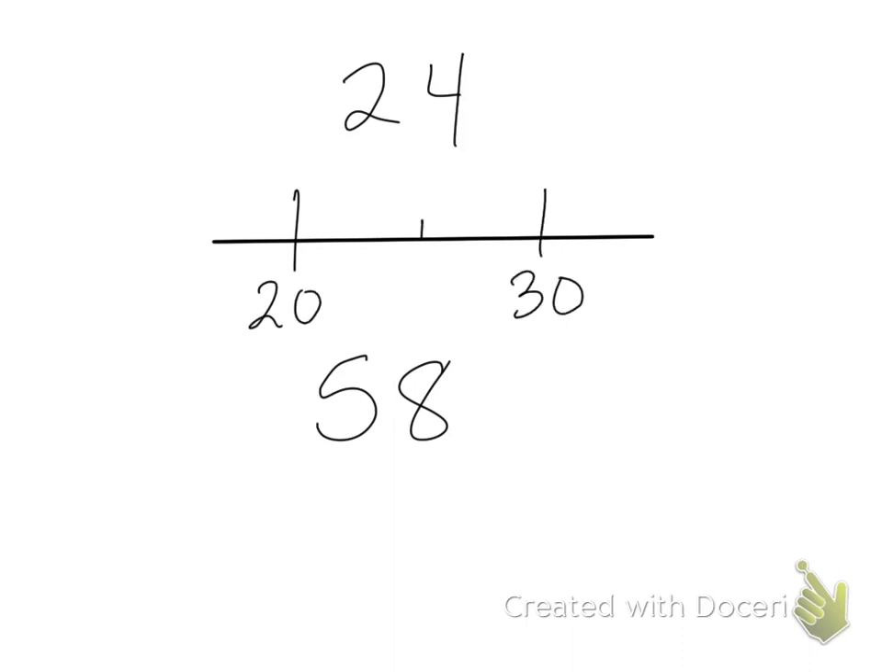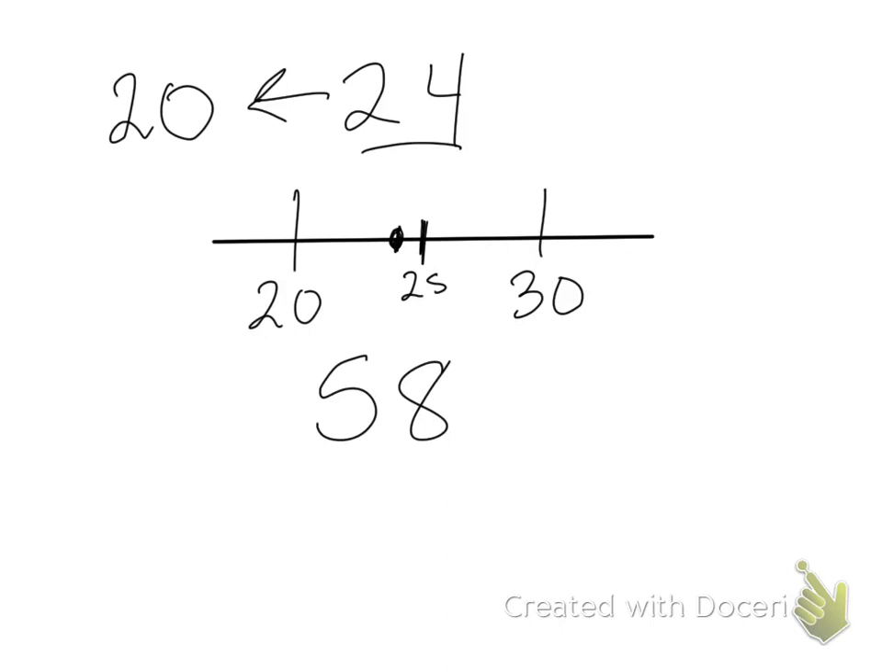All right, what about 24 and 58? So on my number line, 24 is in between 20 and 30. Well, right in the middle is 25. 24 is less than 25. It goes right here. So that means I would round 24 down to 20.